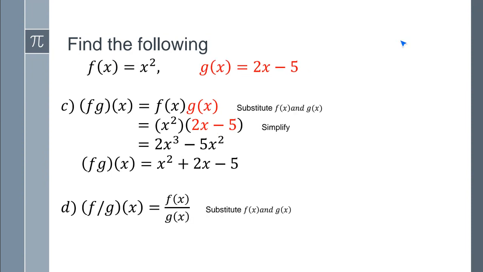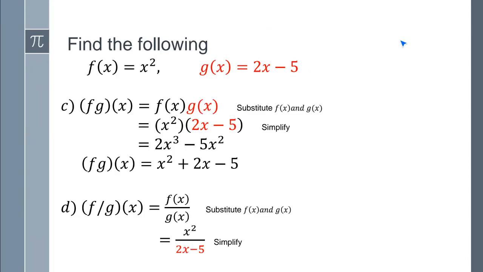Now, the last one is the division, right? The division of f by g. So we replace f of x divided by g of x. So we'll go ahead and substitute x squared over 2x minus 5. And we try to simplify. Can we simplify? Is there stuff that we can factor that can cancel out? No. So then again, our answer stays this way. Our answer is just x squared over 2x minus 5.